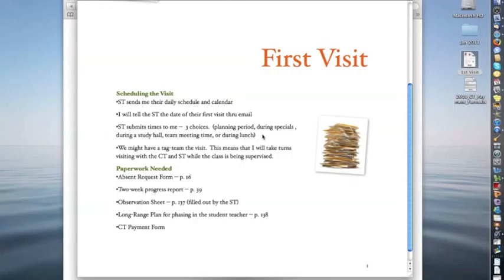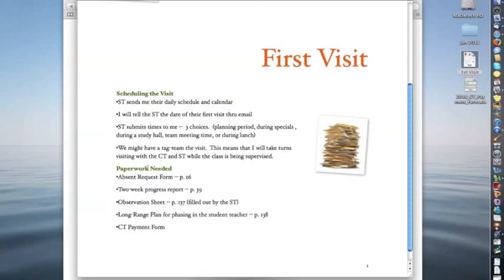We might have to tag team some of the visit, or even in some cases all of the visit. This means that I will take turns visiting with the CT, the cooperating teacher, and the student teacher while the class is being supervised. So essentially, you'll be taking turns supervising the class as I meet with the two of you separately. Usually that's just right outside the classroom or in the back of the classroom or in a mutually agreed upon place.